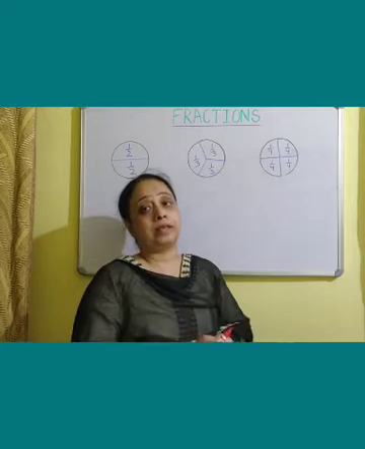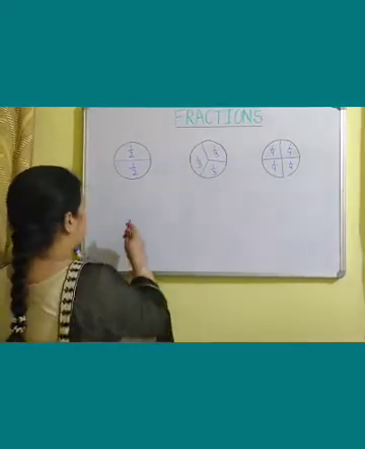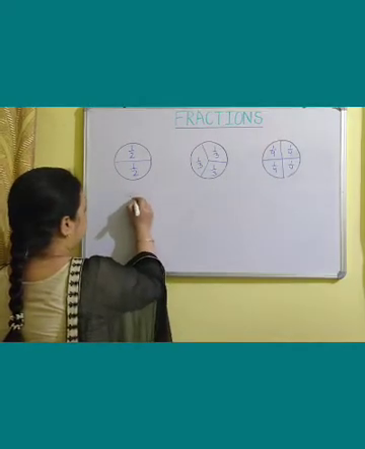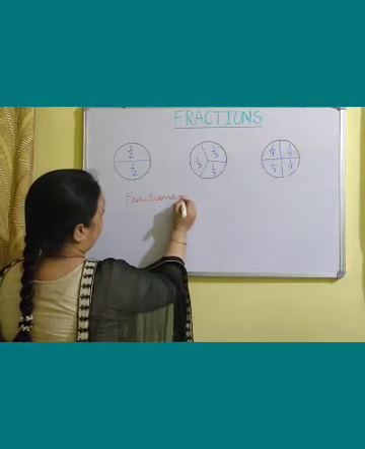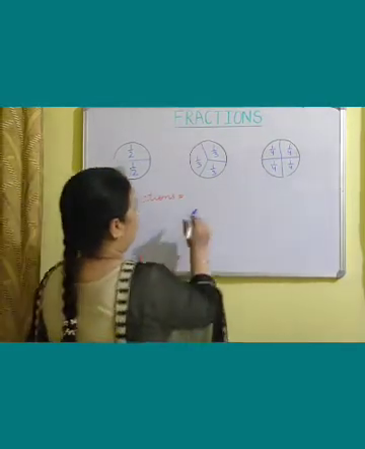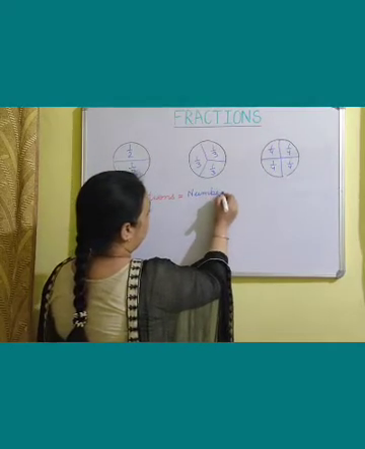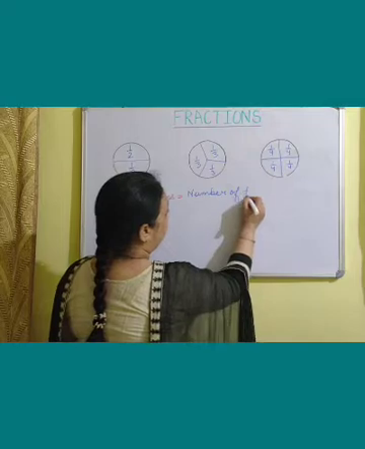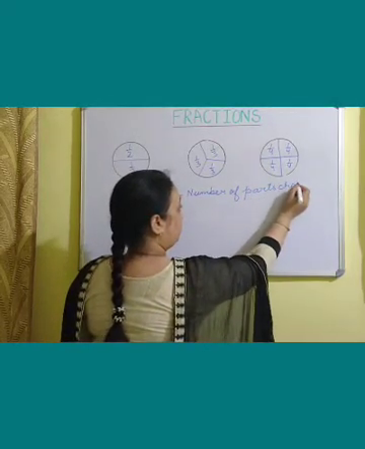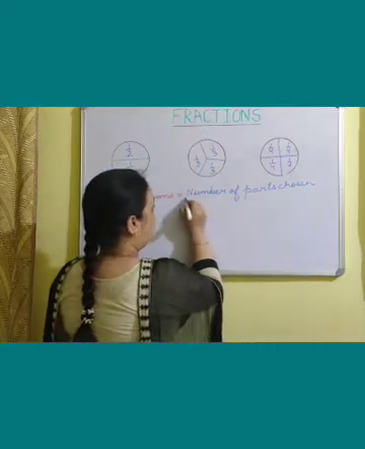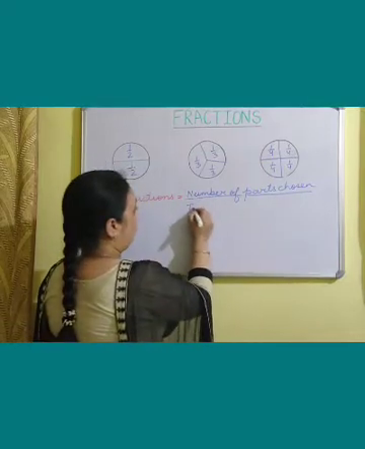But how do we write these fractions? A fraction is equal to the number of parts chosen upon the total number of parts.